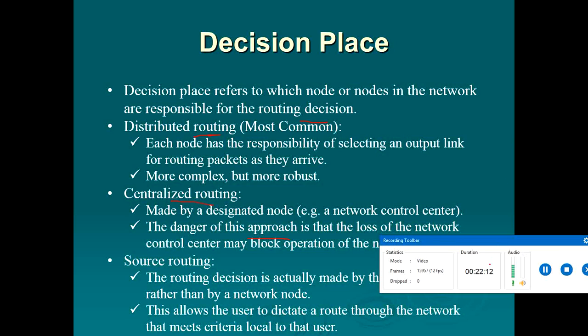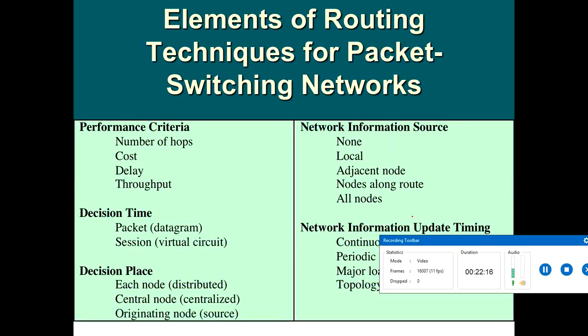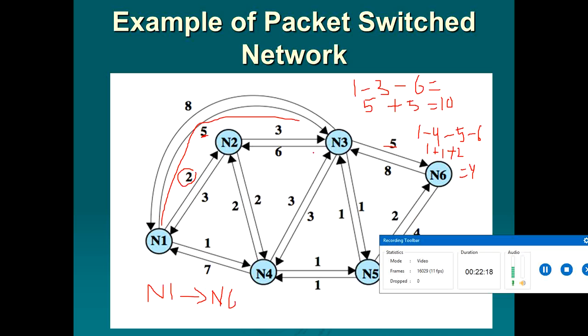So let's go to our example to understand these two criteria, decision time and decision place. So this was our network. For example, decision time and decision place are actually independent variables. Now suppose that in this figure, decision place is each node and that the values depicted are the cost at a given instant of time. So we assume that at each node the routing decision takes place, because it may happen the cost may change while a network is established.